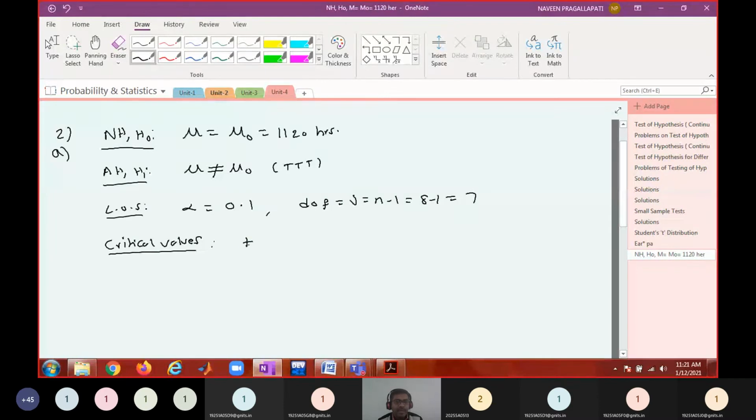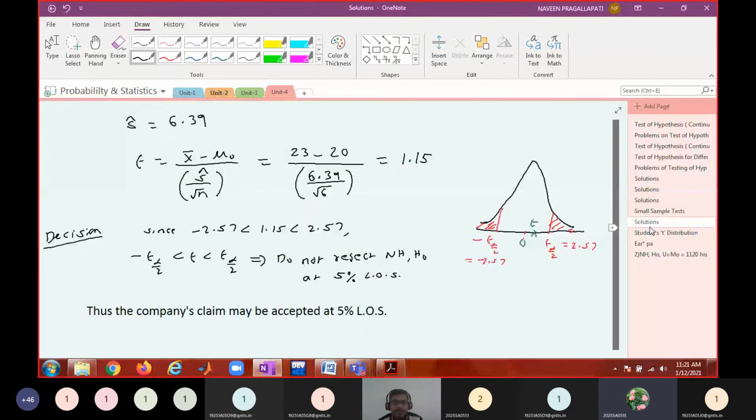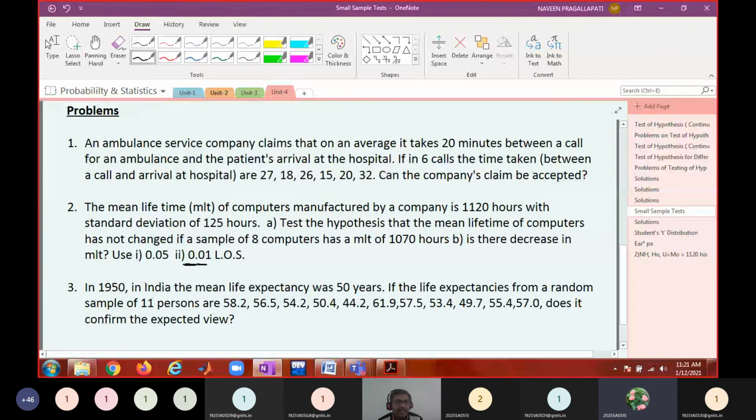Critical values for a two-tailed test, plus or minus t alpha by 2. Level of significance 0.05 is part A, and part B is 0.01. You have to do both A and B for the different levels of significance. Okay sir.